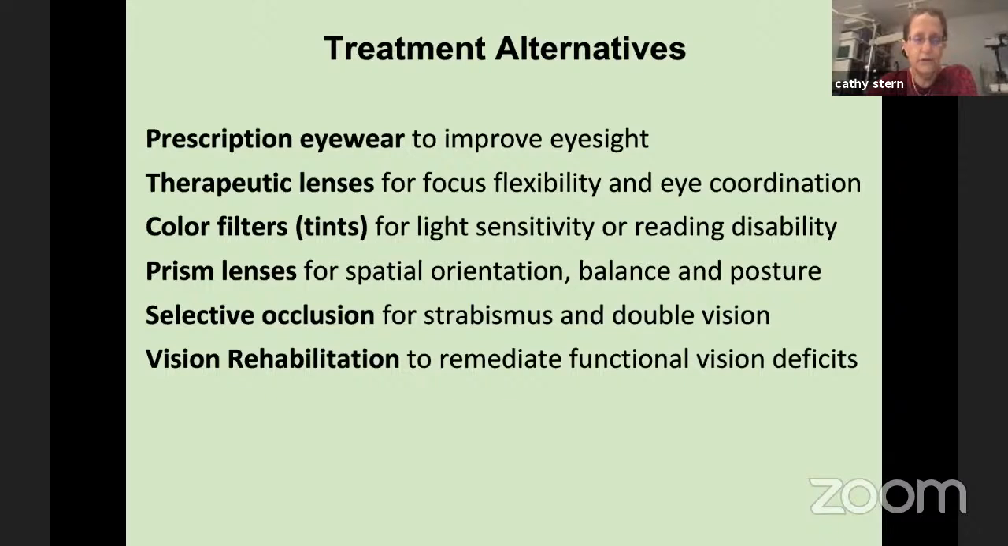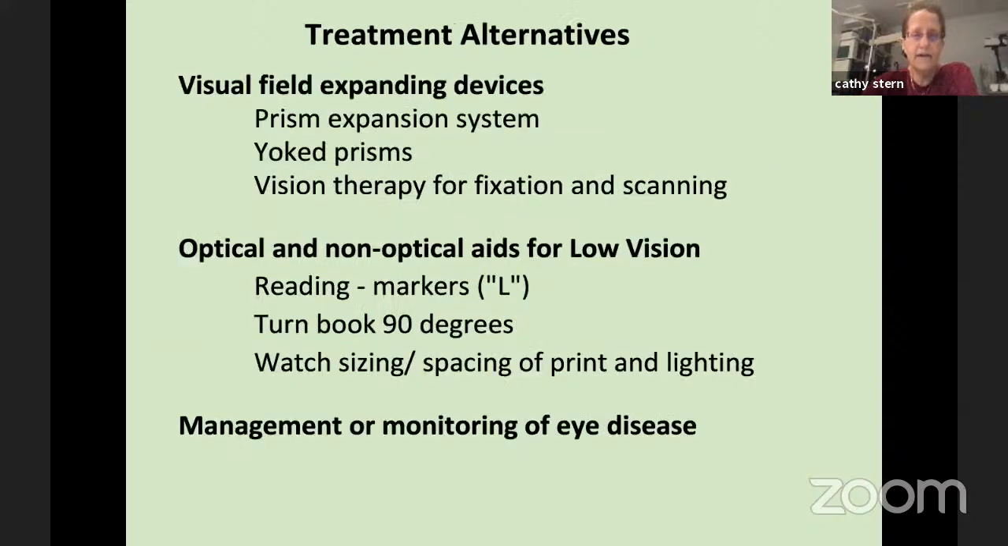And then we do have the ability to do a program of vision rehabilitation, which more than just talking about helping visual impairment means that we're helping to remediate the functional vision deficits. And on the side of what falls both, I think, into low vision and neuro-optometric rehab is visual field expanding devices, which may be a prism expansion system or yoked prisms, or vision therapy for more and better fixation and scanning. And then don't forget about optical and non-optical aids, especially the non-optical side.